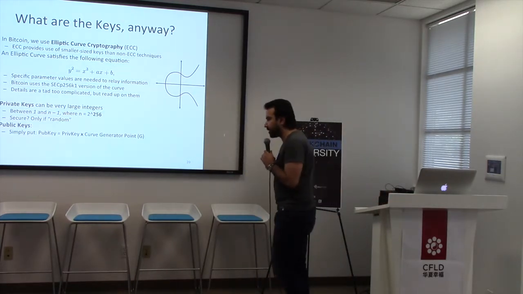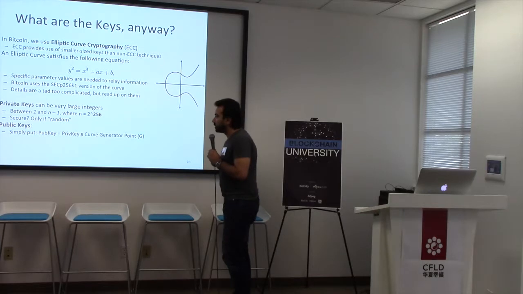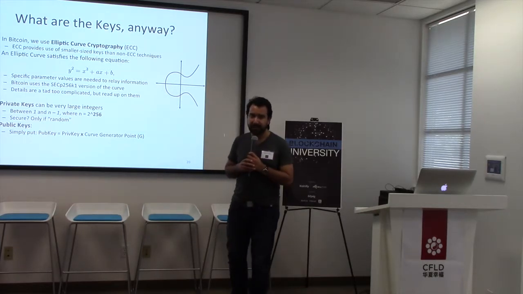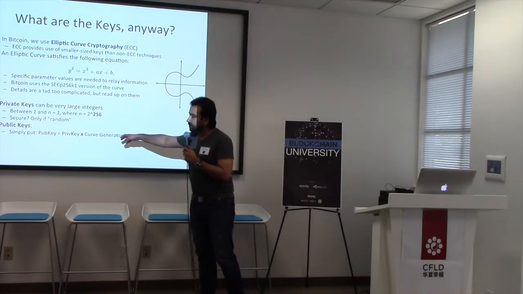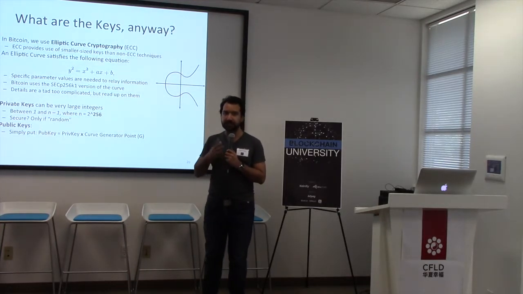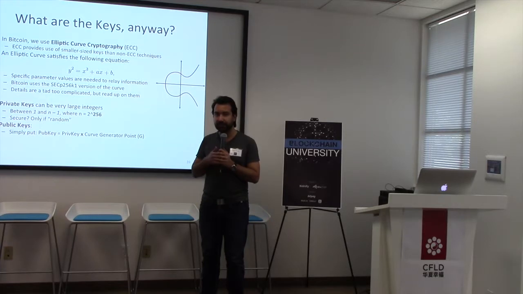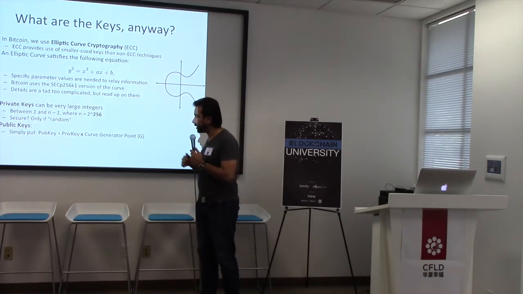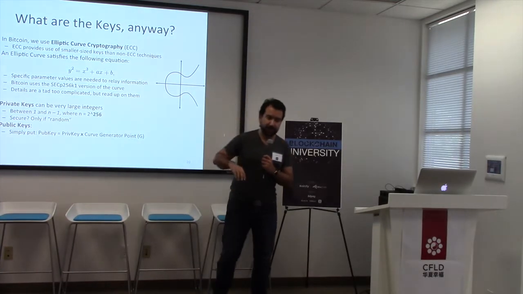Specifically, you take a parameter of the curve called the curve generator point, and you multiply it by the private key, except it's not really multiplication, it's something else, something completely made up for elliptic curves. And the result is a public key.